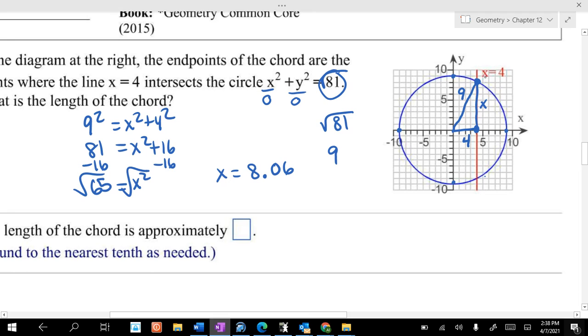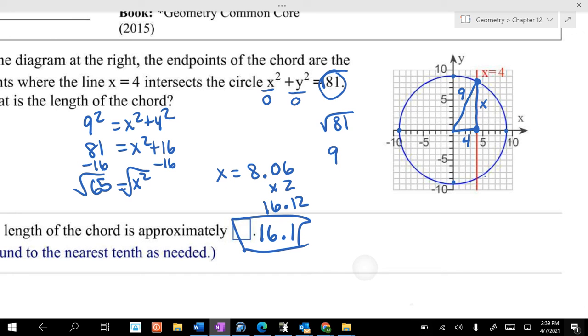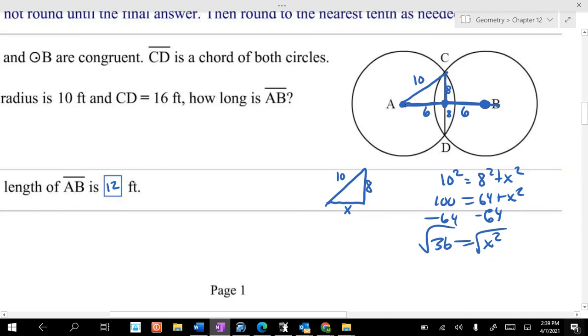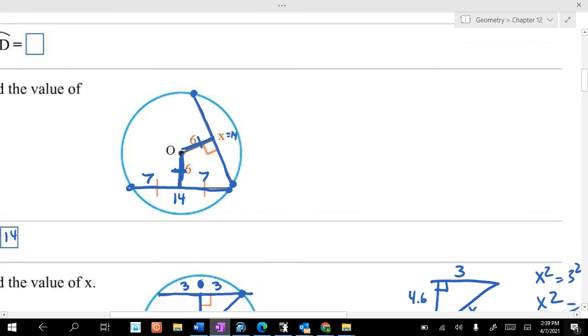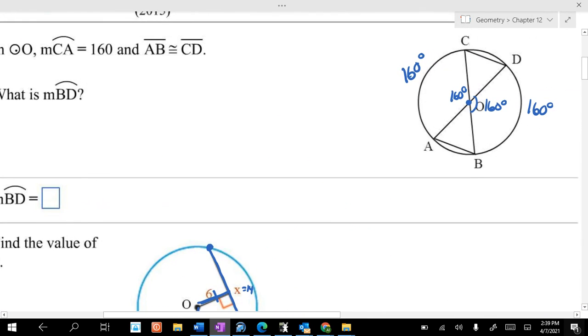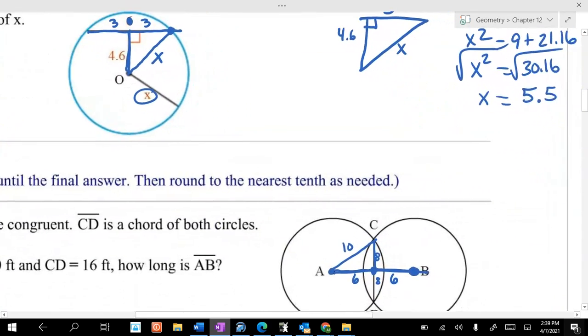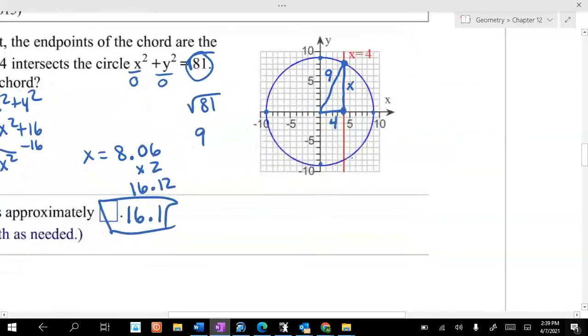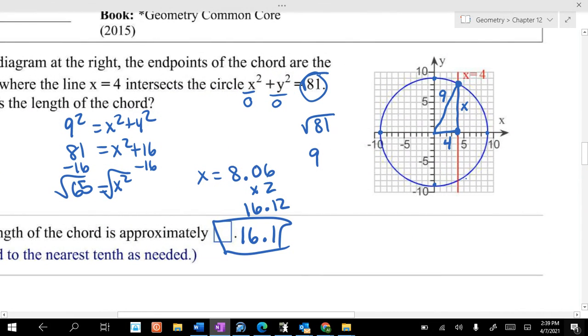So if x is half of that, then we multiply it by 2. And then we get 16.12. And that's why we went out an extra decimal place. Because if we would have just rounded to 8.1, then multiplied by 2, it would have been 16.2, which isn't the right answer. 16.1 is the answer. Okay? So Pythagorean theorem, Pythagorean theorem, Pythagorean theorem. The first two you should know how to figure out, but the rest is Pythagorean theorem. This will not take you very long.